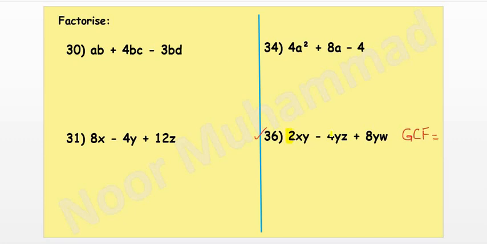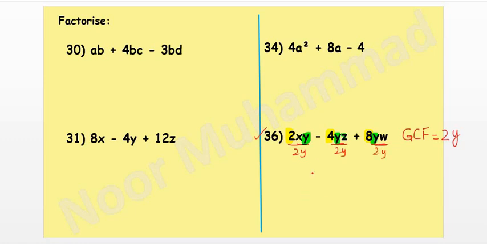So here we have 2, 4 and 8. What is the greatest number that can divide 2, 4 and 8? It's 2. Then we will check the letters. So here we have XY, and here we have YZ, and here we have YW. The only common letter between all three is Y. So the GCF will become 2Y. In the next step, we divide each term by the GCF. So divide each term by 2Y.